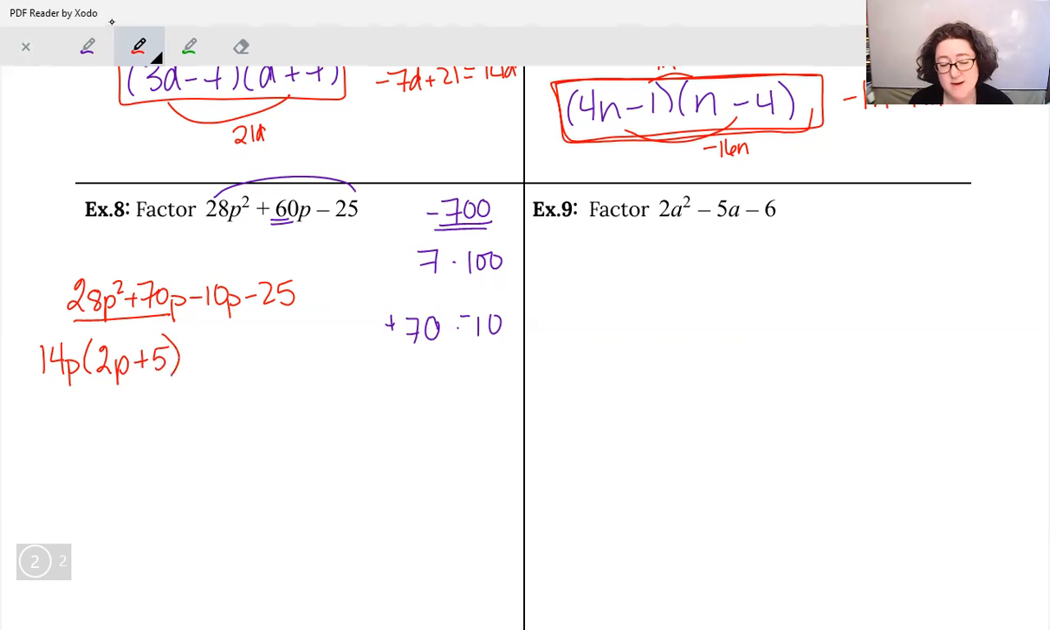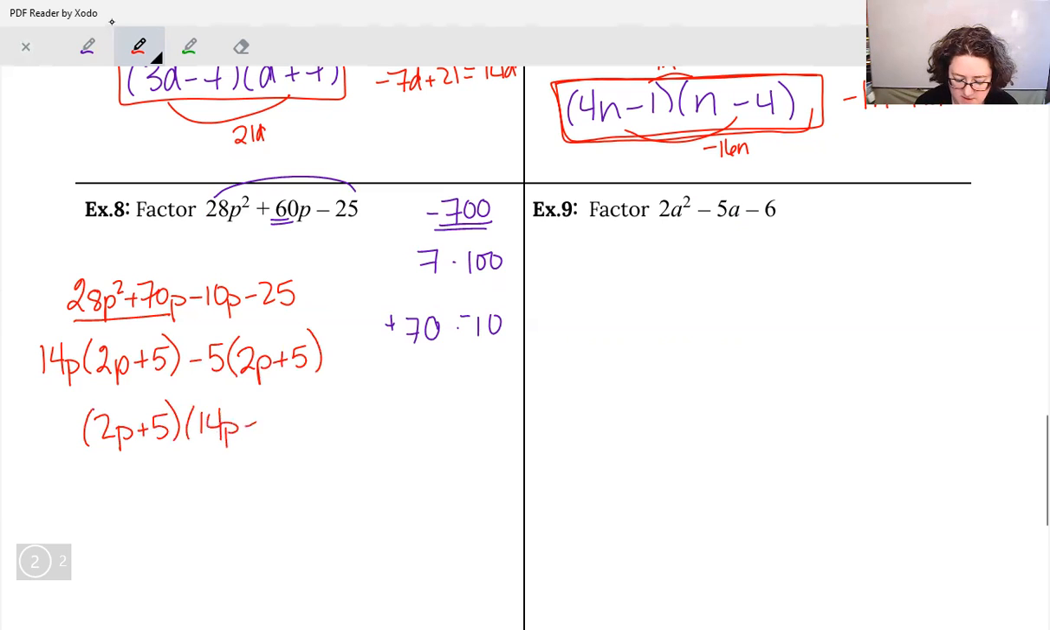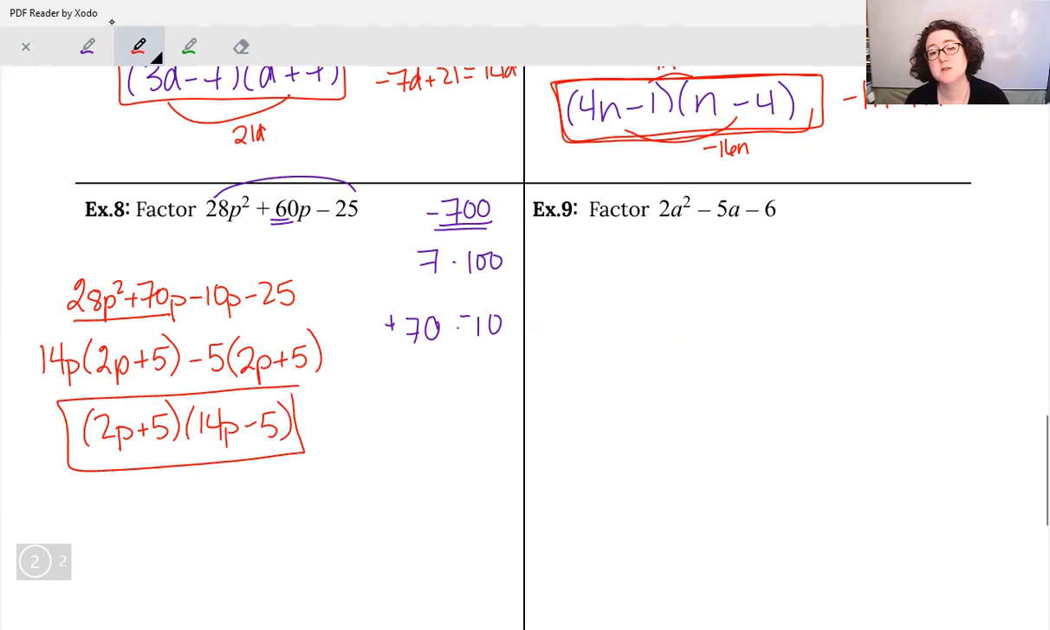Negative 10p and negative 25, again, what's their GCF? Negative 5. Factor that out, and we are left again with 2p plus 5. And so then by factor by grouping, we have 2p plus 5 in common and 14p minus 5. Again, factor by grouping still works on this, and you can always use it as a backup plan. If you are worried or if you start brainstorming and you get stuck and you can't figure out which factors, try switching over to factor by grouping.